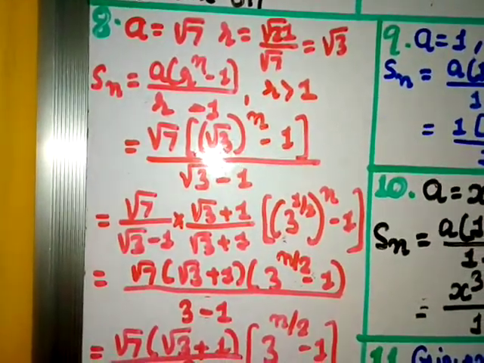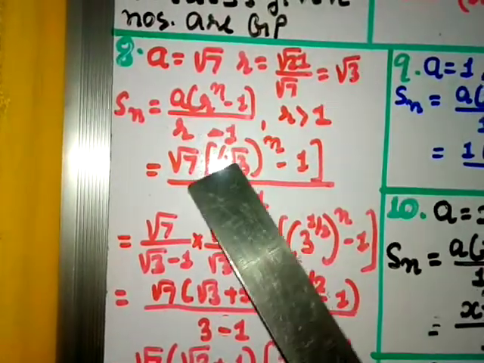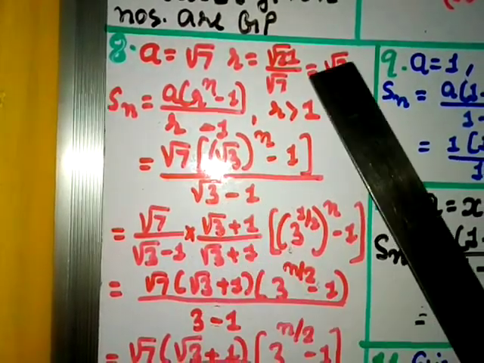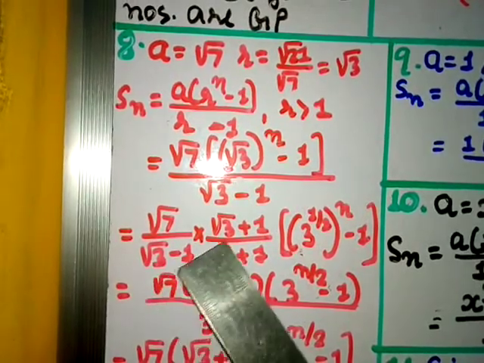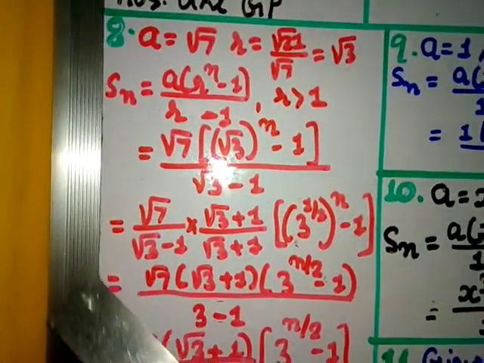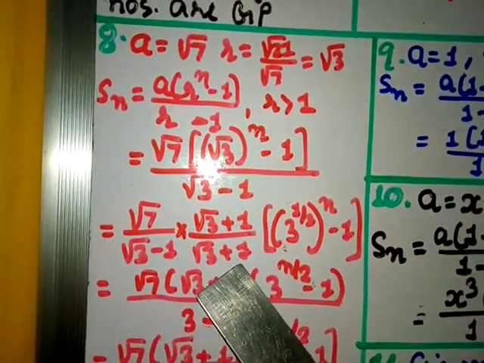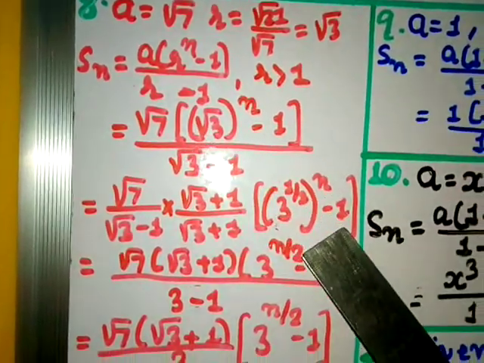Okay, let us place all the values. A value is root 7 into r power n. So r value is root 3 power n minus 1 divided by r minus 1, that is root 3 minus 1. R value is root 3. Root 7, this is root 3 minus 1 as it is. I am just rationalizing this denominator. So you multiply and divide by root 3 plus 1. Okay, and this root 3 can be written as 3 power 1 by 2 power n minus 1.